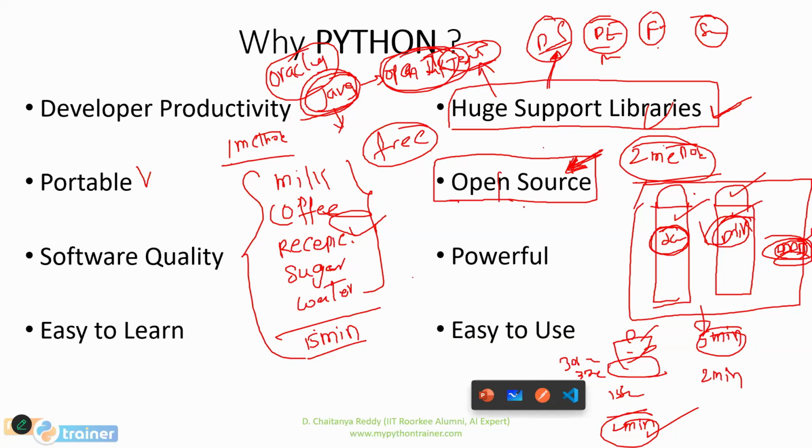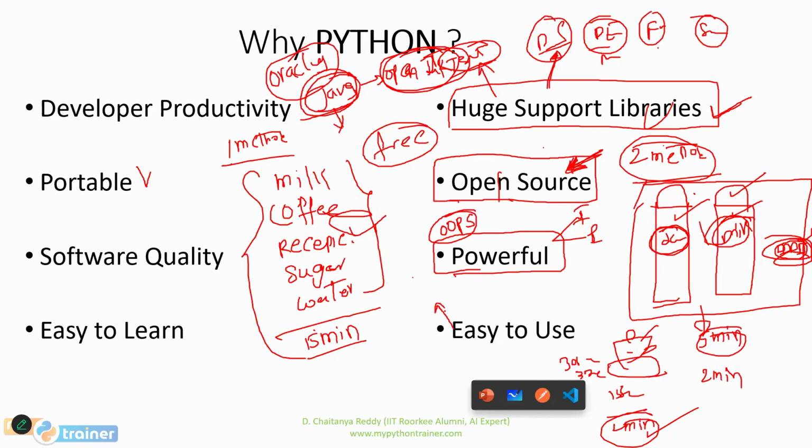Agree or not? Of course, powerful means, both Java and Python are powerful because of the OOPS concepts. Object-oriented programming concepts are present in both Java and Python. Of course, it's applicable for both.